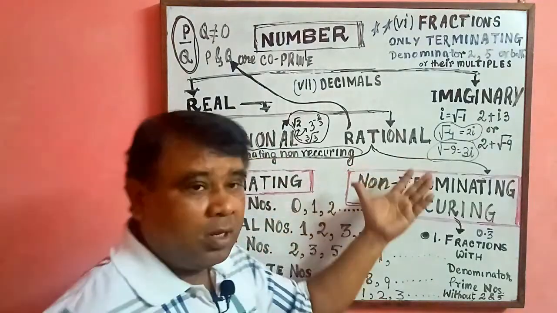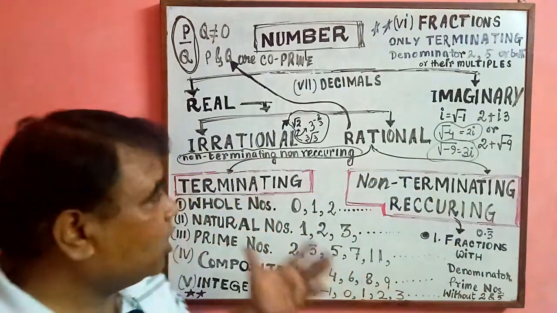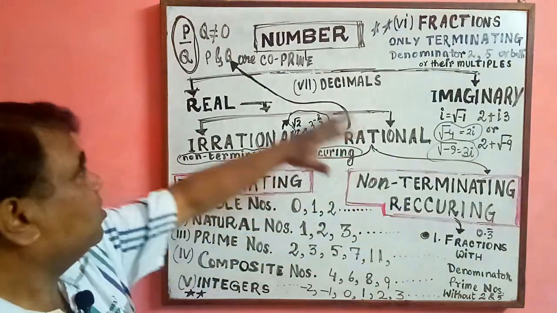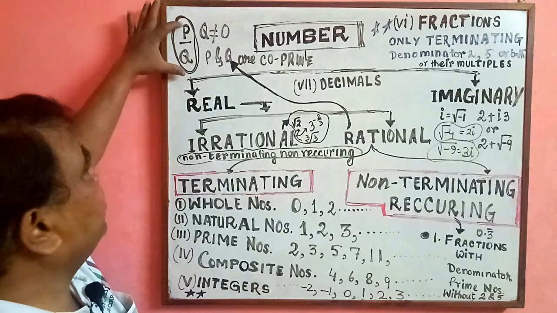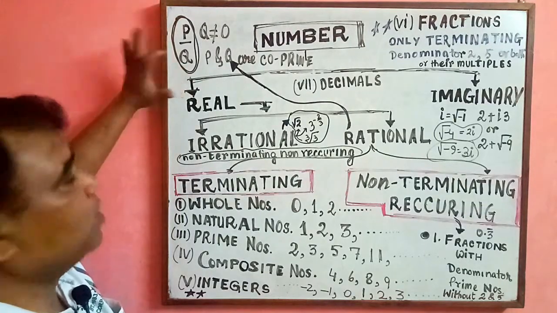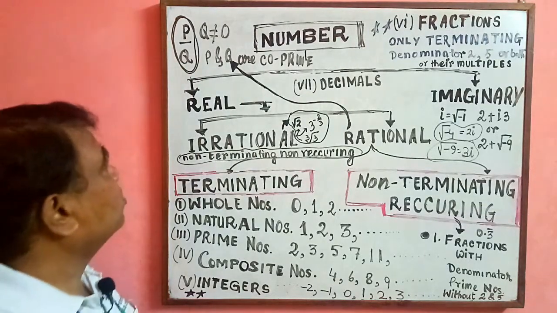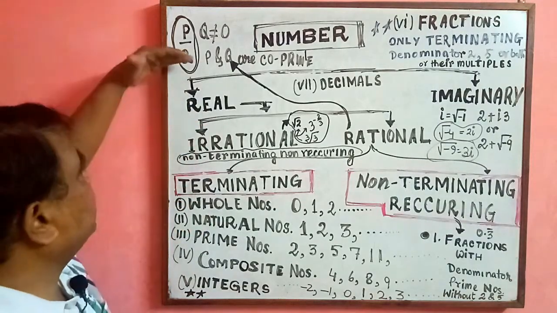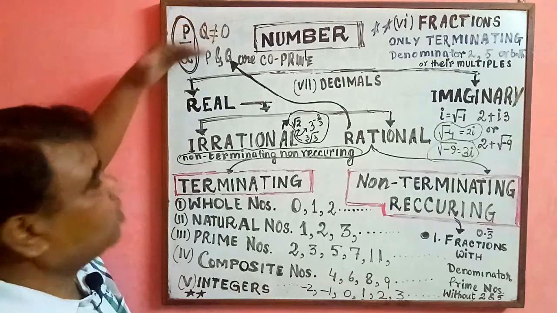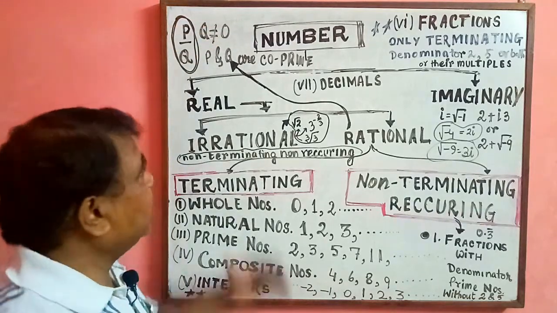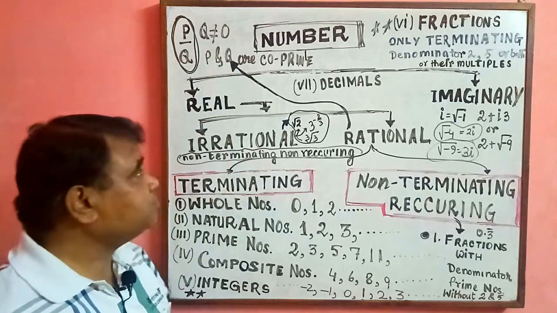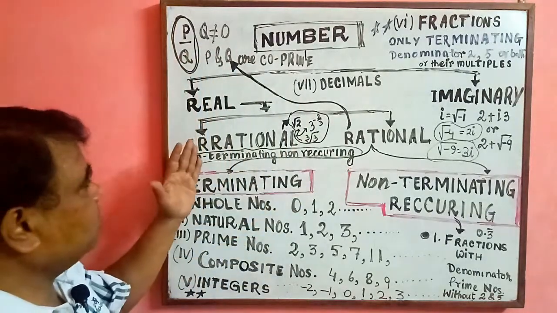Now, let me focus on rational numbers. In one word, it is in the form P upon Q, that is numerator upon denominator. But we cannot divide any number by 0, so there is a restriction. Q is not equal to 0. And P and Q are co-prime integers. This is the structure of rational number.